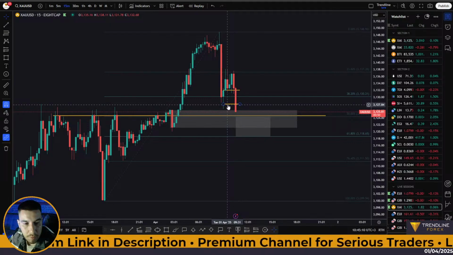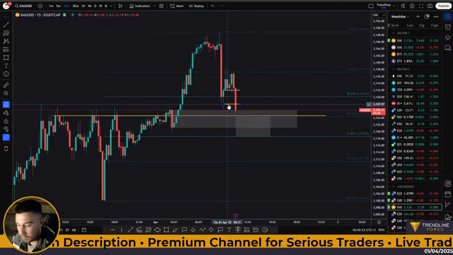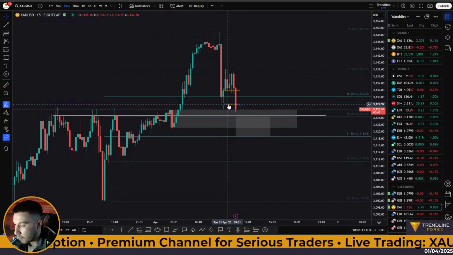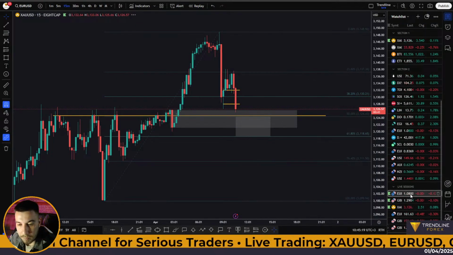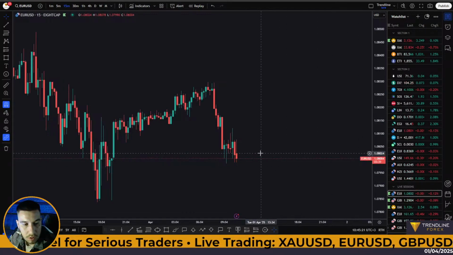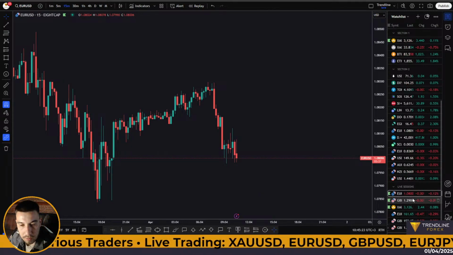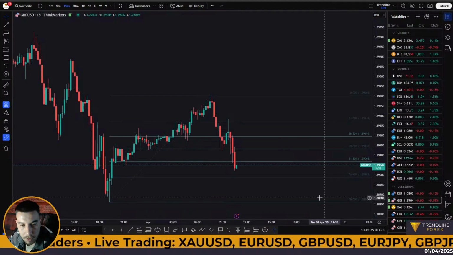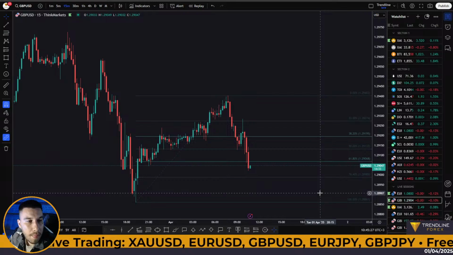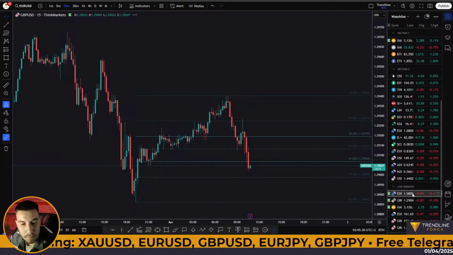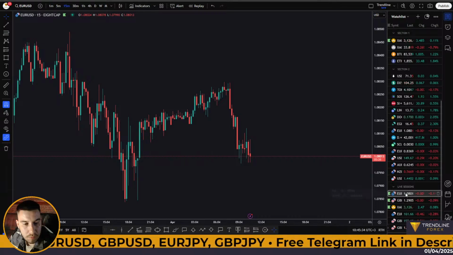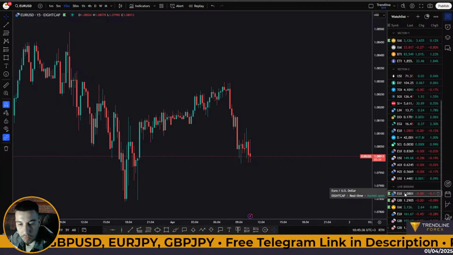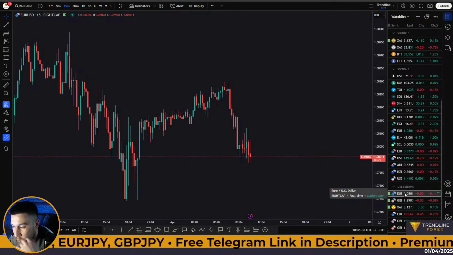Some nice bearish momentum here on gold. Yeah, I am as well. If I get a setup on pound dollar though, I'm probably gonna go for pound dollar. The euro is just not moving that much. So what exactly are you waiting for?